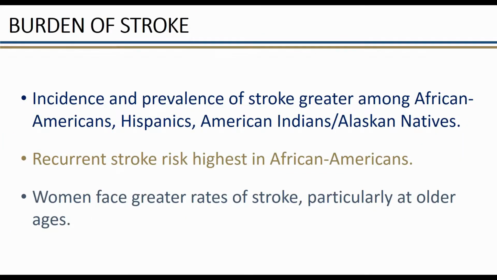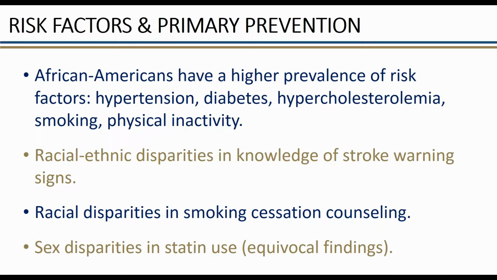So briefly, what we do know about some of the disparities: the burden of stroke is higher in African American, Hispanics, and American Indians relative to whites. Recurrent stroke is highest in African Americans, and women face greater rates of stroke, particularly at older ages. As far as risk factors in primary prevention, we know that African Americans have a higher prevalence of risk factors, specifically hypertension, diabetes, hypercholesterolemia, smoking, and physical inactivity. There's also been some literature to suggest that there are racial and ethnic disparities in knowledge of stroke warning signs. So minority populations tend to have less knowledge of stroke warning signs.